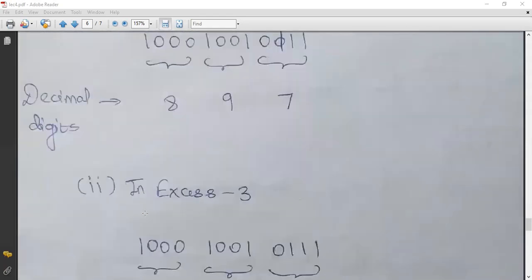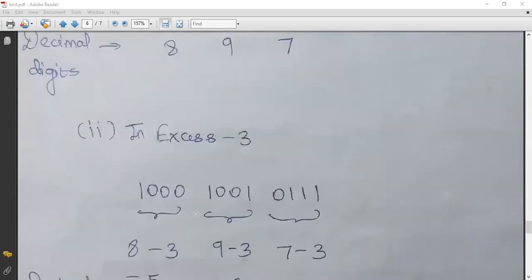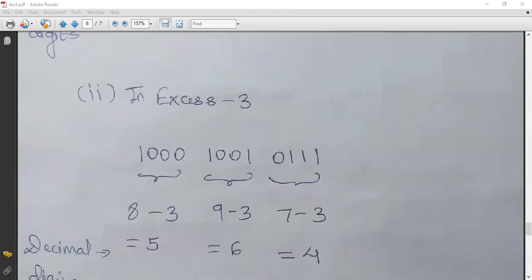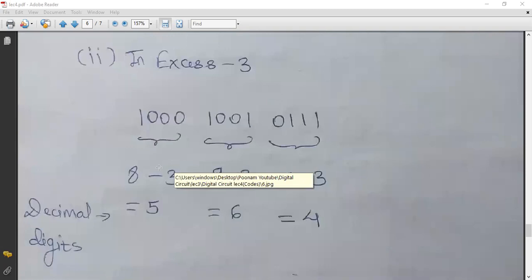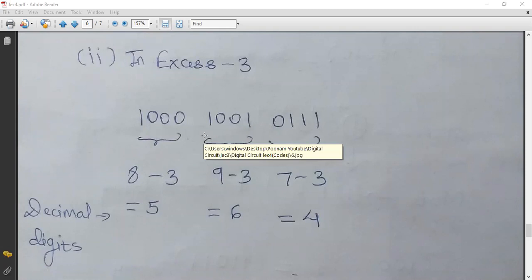Okay, now how is it represented in XS3 form? See, in XS3 form it is already written. What we need to do here is write its decimal digits, but this is not in true form, it is in XS3 form. So how are we going to bring it to true form? By simply subtracting 3 from it. The decimal digit for this representation is 8, so we subtract 3 from 8. We got 5.